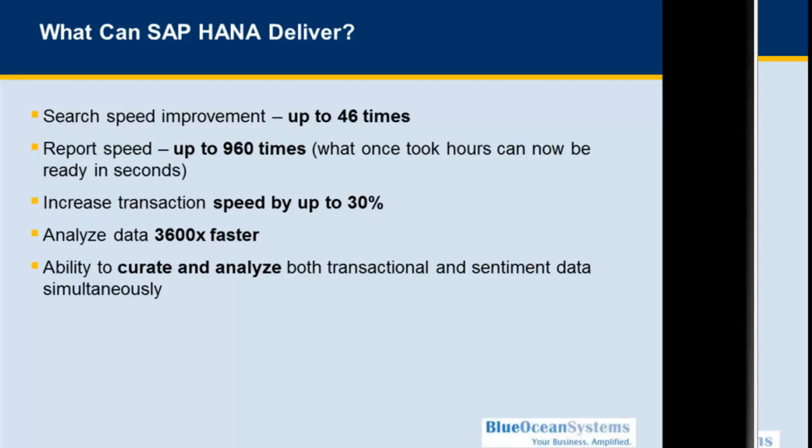And transaction speed can also be increased by up to 30%. And you can analyze data. When you talk about analysis of data, one of the other big benefits of SAP Business One and HANA is that both the ERP data and the analytics environment are in the same infrastructure. I will explain a little bit more about this in the next slide.